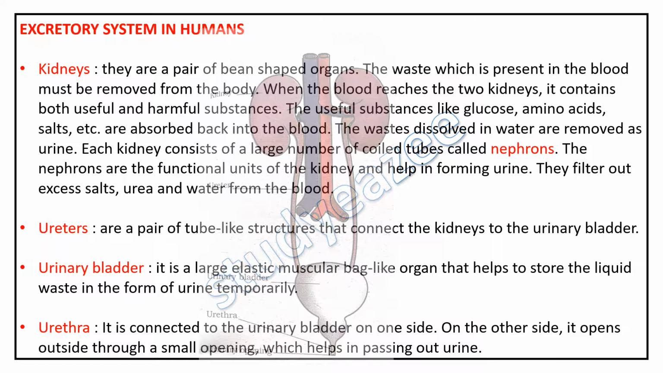The next organ is the ureters. They are a pair of tube-like structures that connect the kidneys to the urinary bladder. The urinary bladder is a large elastic muscular bag-like organ that helps to store the liquid waste in the form of urine temporarily. The urethra is connected to the urinary bladder on one side. On the other side, it opens outside through a small opening which helps in passing out urine.